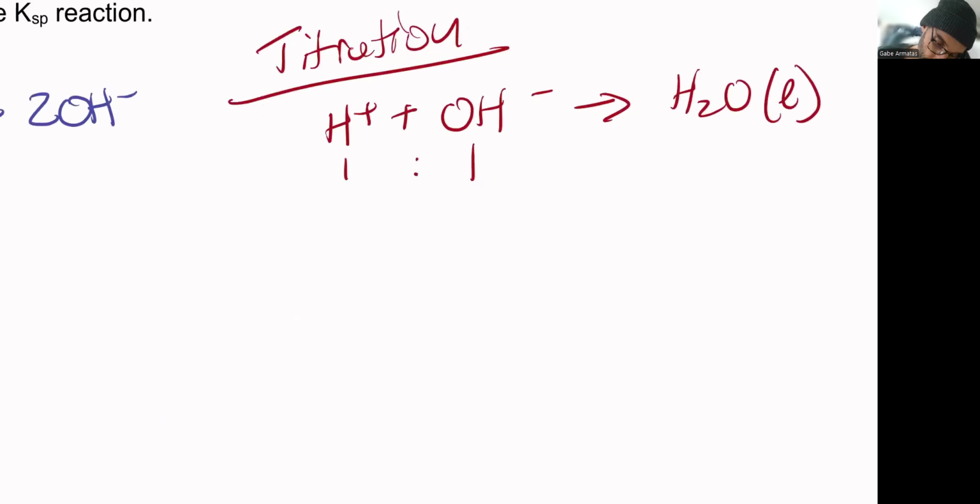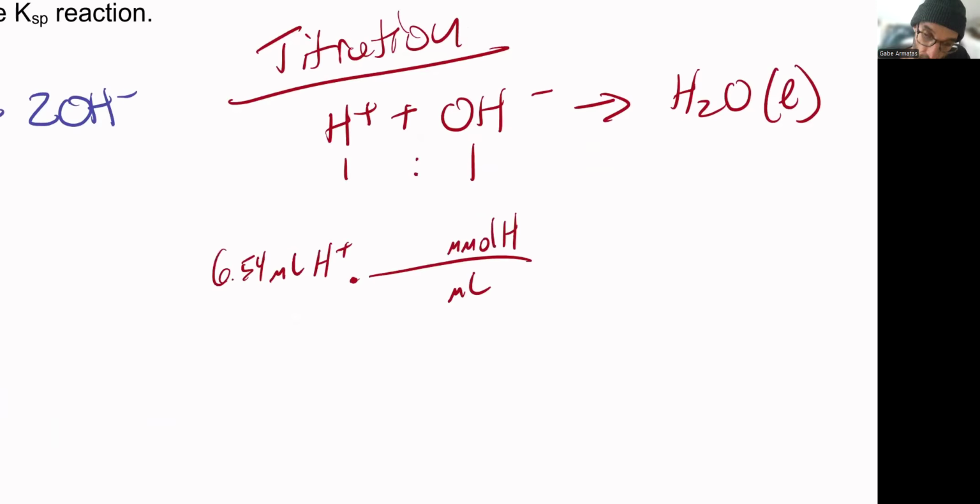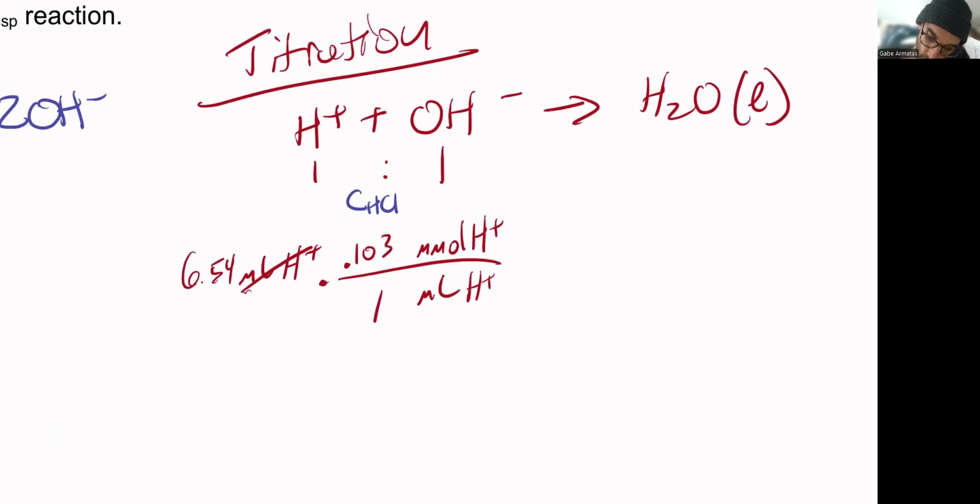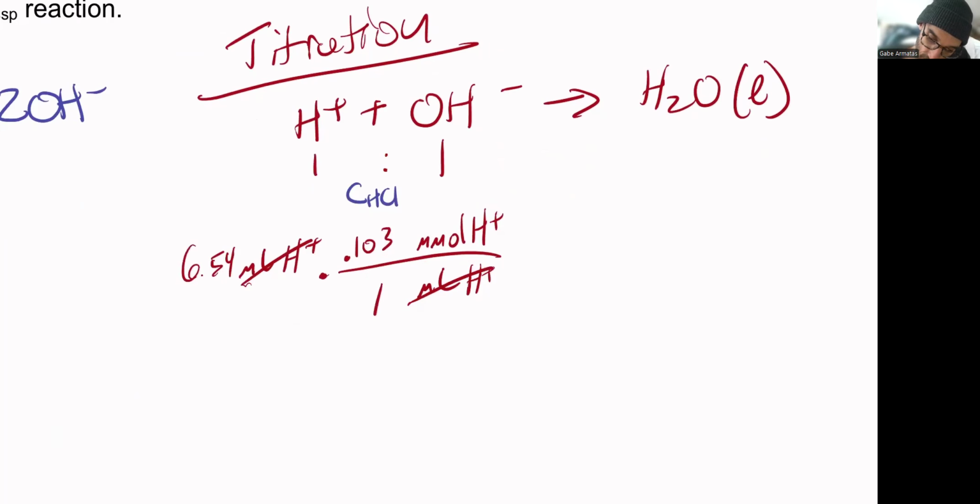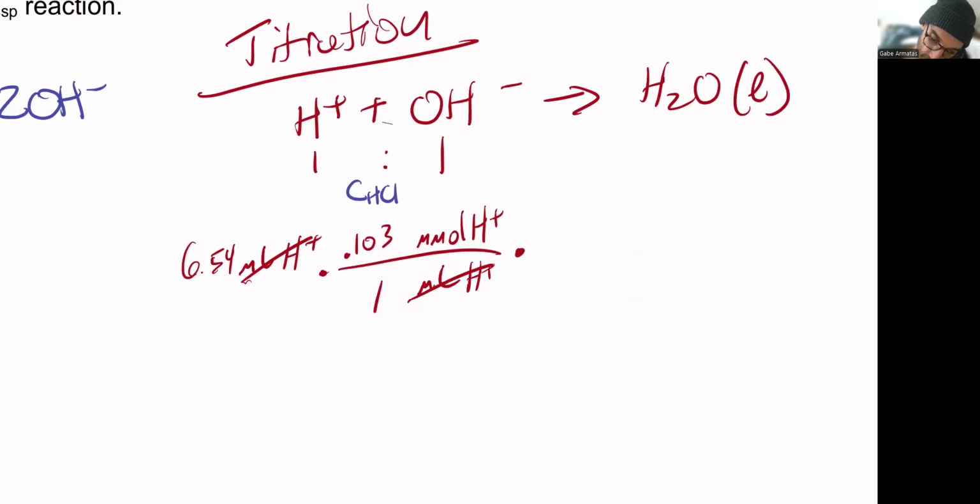All right. So my titration value, I had 6.54 milliliters of H plus, again, from the HCl, times a fraction. I want milliliters to go away, and I want millimoles of this H plus to remain. For every 1 milliliter, I have 0.103 millimoles. This is the concentration of my HCl. All right. Milliliters of H plus cancels. I am left with millimoles of H plus according to the stoichiometric ratio, which is the next part.